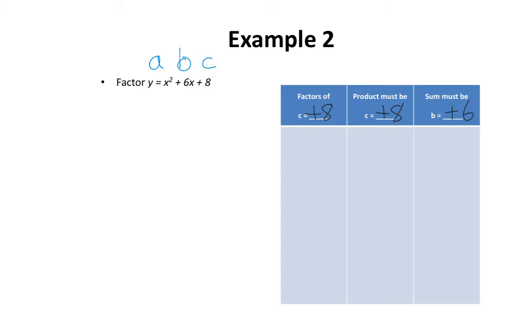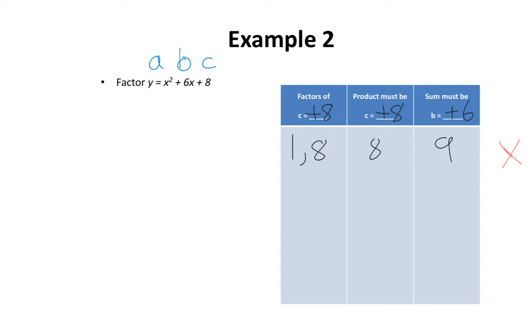I want to take a look at the first column. We want to find factors of positive 8. Let's start with the obvious, 1 and 8. Well, their product must be 8. 1 times 8 is 8. So far, so good. However, their sum must be positive 6. 1 plus 8 is 9. Therefore, these factors don't work.